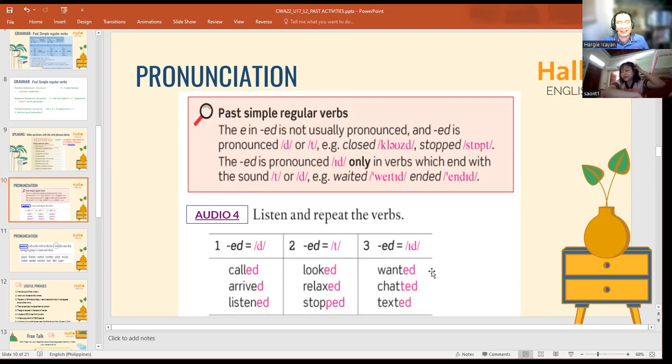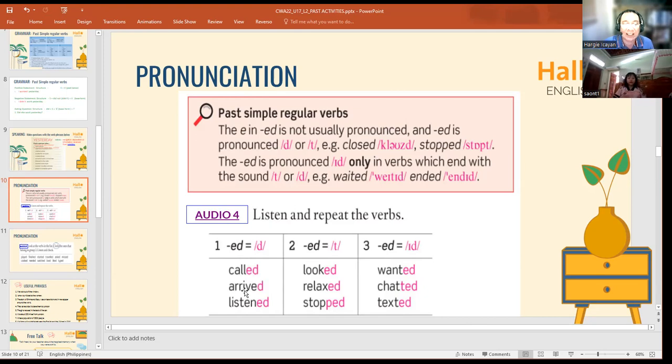So wanted, chatted, and then texted. These are the words, a verb that ends with the -ed. So we have to pronounce them also with the d sound.